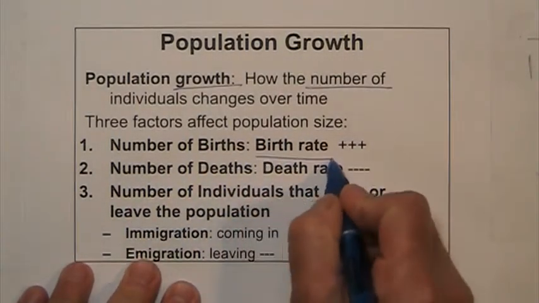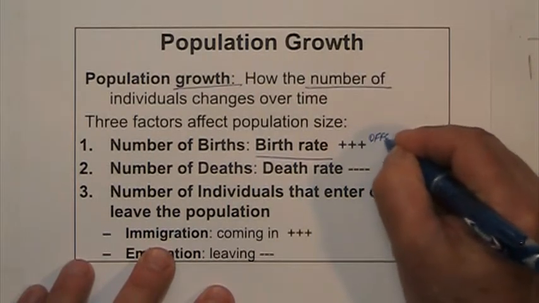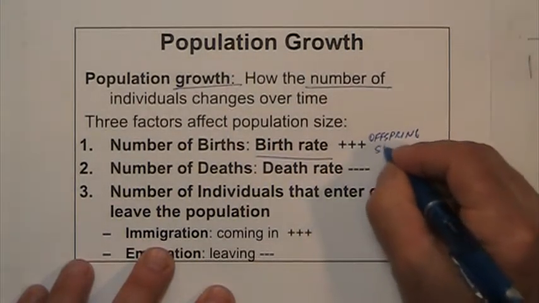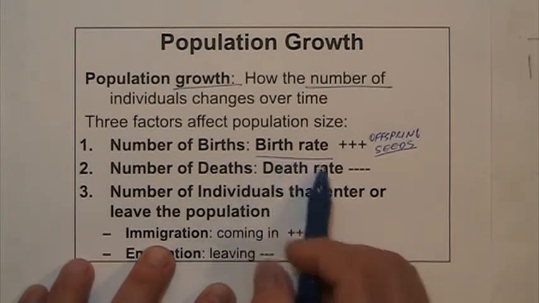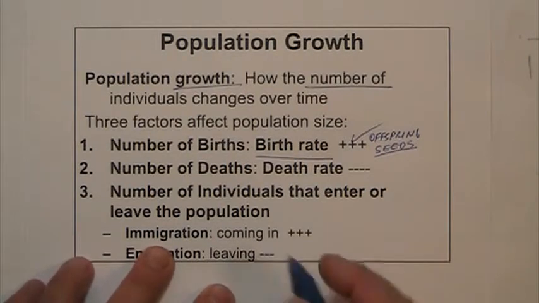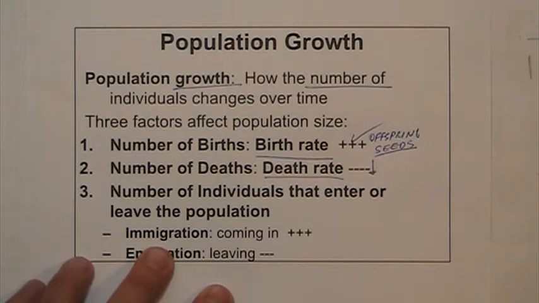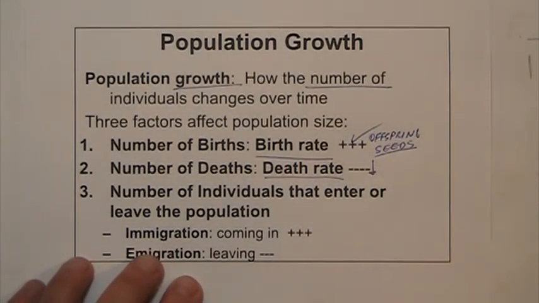Basically, the birth rate, how many offspring you have. Remember that in plants, offspring are the seeds. Those are their babies. And that, of course, birth rate, how many births, that is going to increase the population. Then you're going to have the death rate. That is obviously going to decrease the population. And this could be due to natural death or to predators or any other factor.